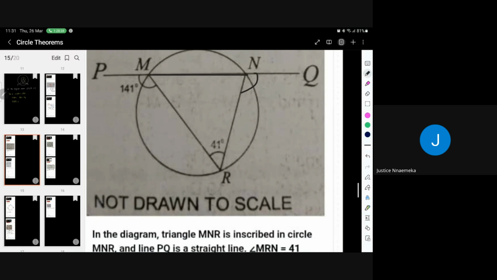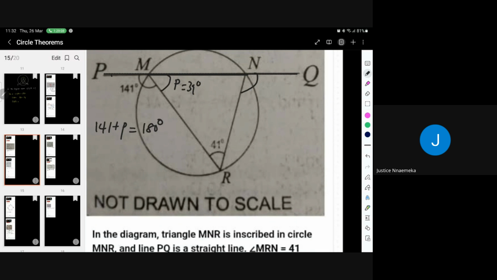Do you agree? If this line is a straight line, do you agree that the angle here, P, will be what? 141 plus P is equal to 180. This one is coming from your junior secondary school: angle in a straight line. Beautiful. I see the thumbs up. Now, what is the next thing I'm going to do? We're going to do 180 minus 141. That will give us 39. So it means that here, P is equal 39.